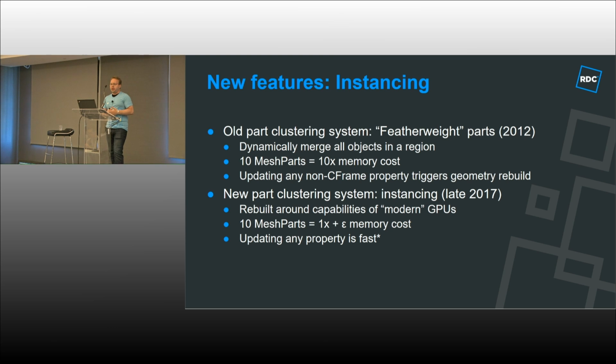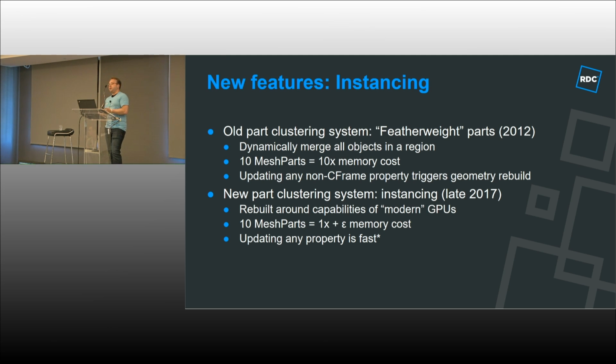I'll go a bit in detail. So instancing has been covered in the keynote. Roughly what it does is it's a new system that is meant to render parts of any type. We have this old rendering pipeline that a lot of you know as featherweight parts. It was shipped in 2012. This is one of the first things that I worked on at Roblox. It was a really great solution at the time. What it does is it takes objects that are really close together and merges them dynamically into larger objects to be able to render them more efficiently.